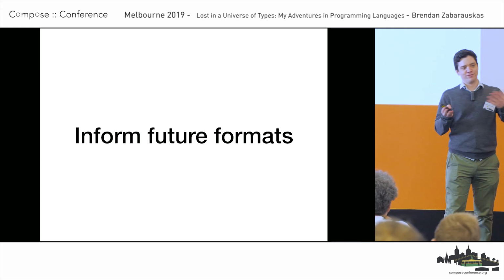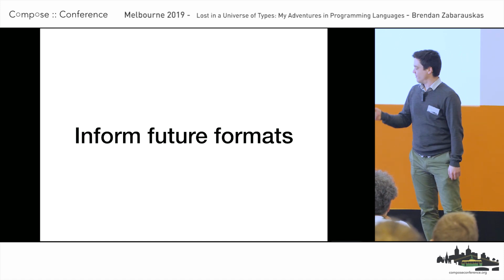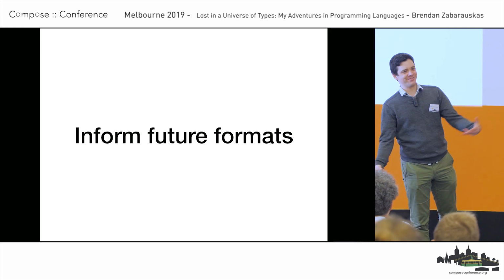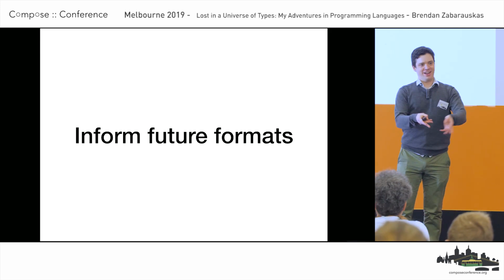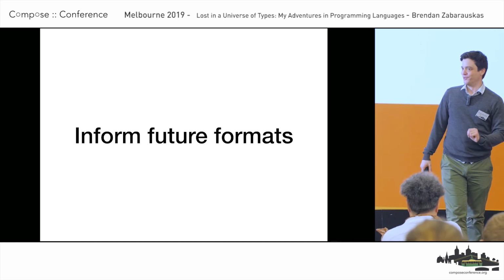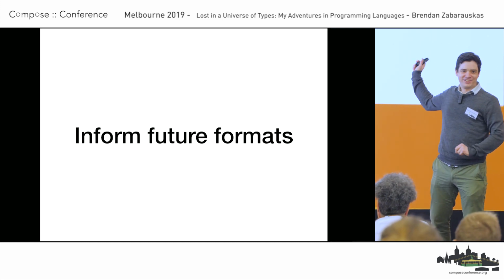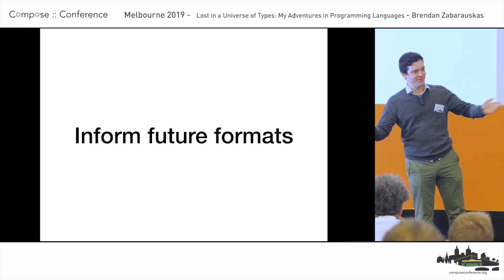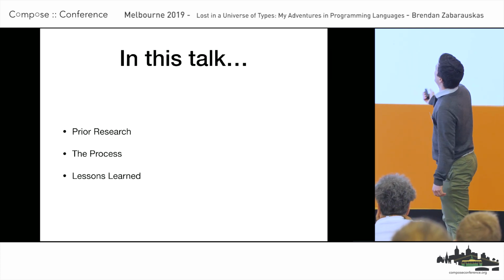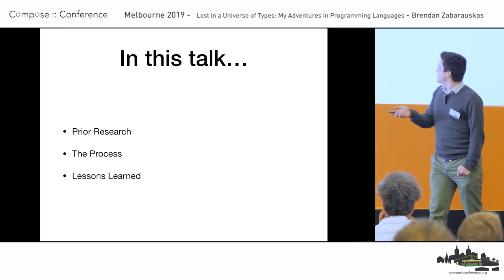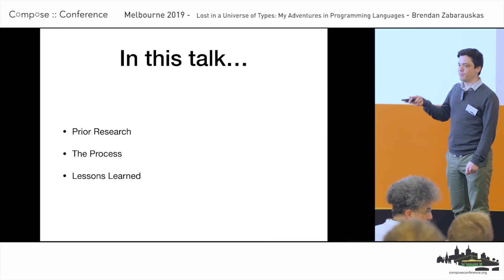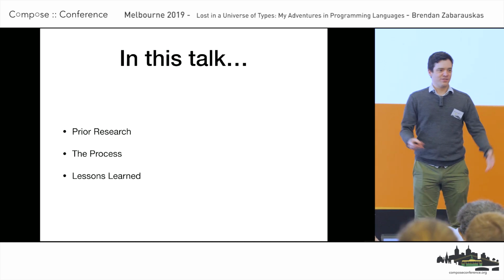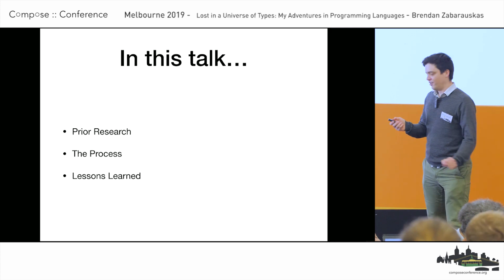And we also want to help inform future formats. And that links in with the previous point. If we're showing the ugliness of what's already been specified, might have been a quick note at the bottom of one of these tables. If we're showing what that actually looks like when you specify it, then maybe that might help people design better formats in the future. But we don't know. So yeah, I'll go through some of the prior research that we've looked at, the process of implementing this data description language, and then I'll go through some lessons that I learned along the way.